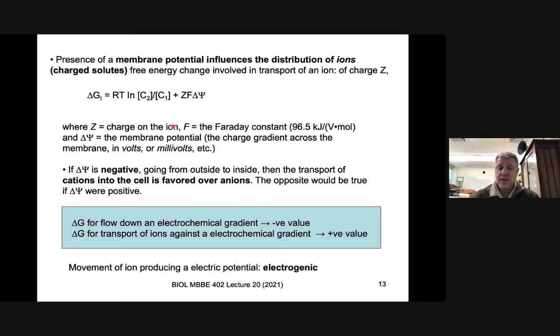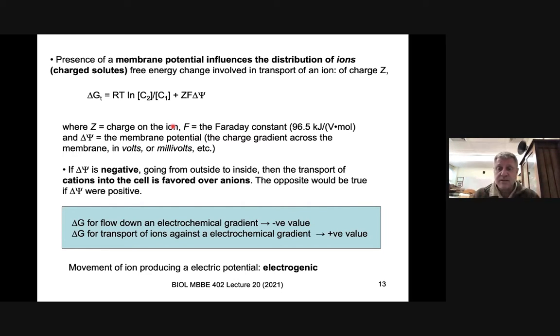And for transportation against an electrochemical gradient, it's going to have a positive value because we're going to have to do work and have that system hopefully be coupled in regards to allowing us to do that. So we're going to have this particular compounding component, and that's why I talked about going down a chemical gradient, going down an electrical gradient, and going down a chemical electrical gradient.